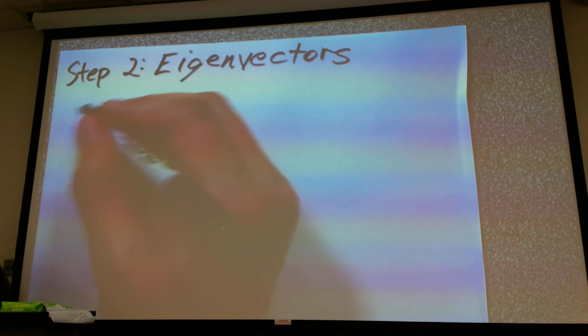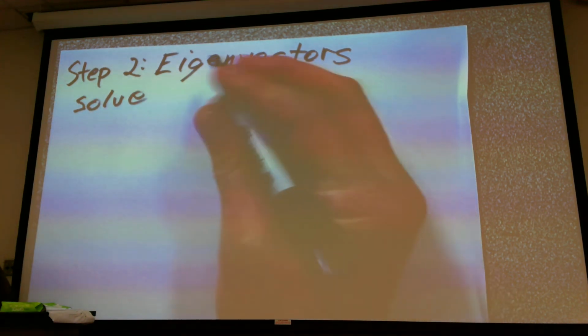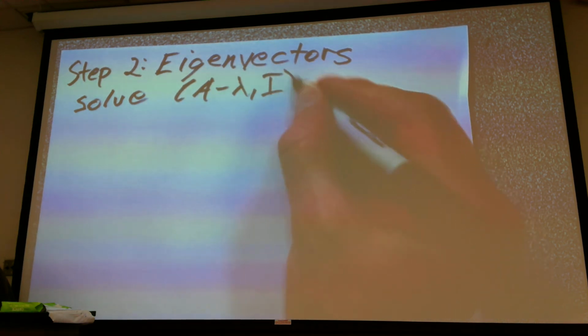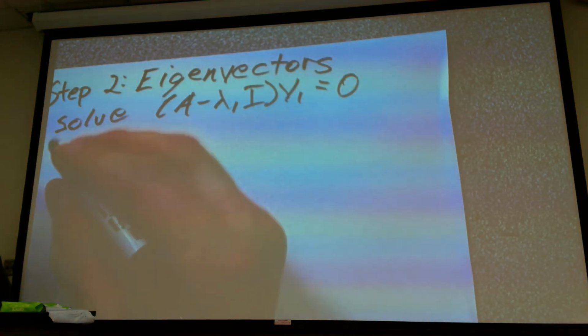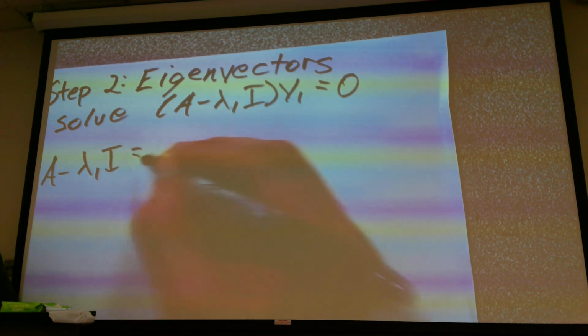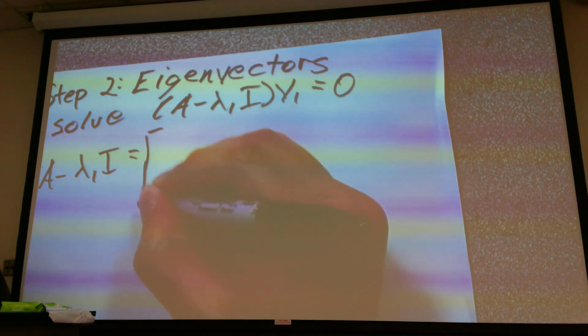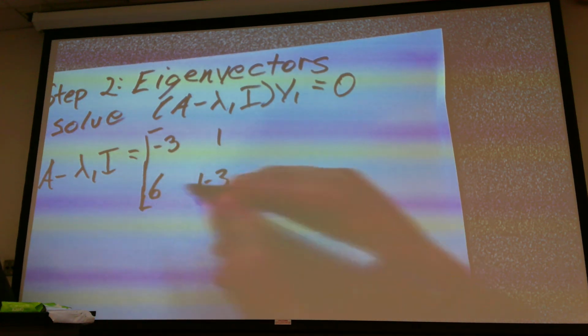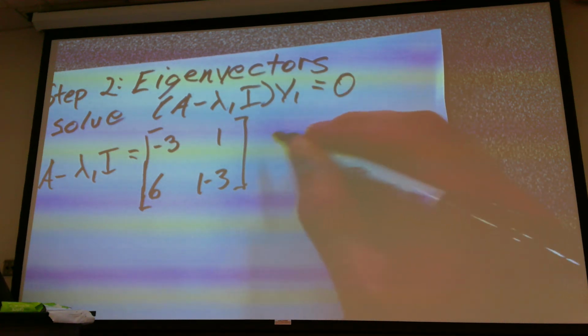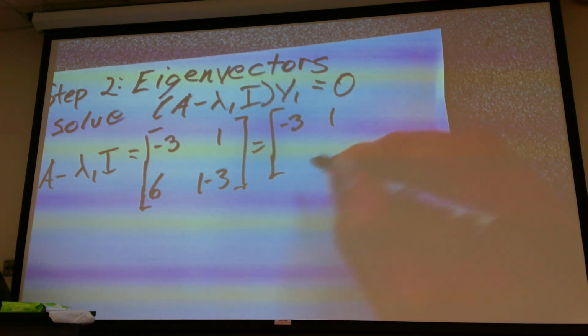Okay. So, step 2. We're going to solve (A minus lambda 1 I) v1 equals 0. So let's look at A minus lambda 1 I. Okay, so we picked lambda 1 to be 3. So 0 minus 3 is negative 3. That's going to stay as a 1. That's going to stay as a 6. And this is going to be 1 minus 3. Well, let me just simplify real quick. Negative 3, 1, 6, and 1 minus 3 is negative 2.